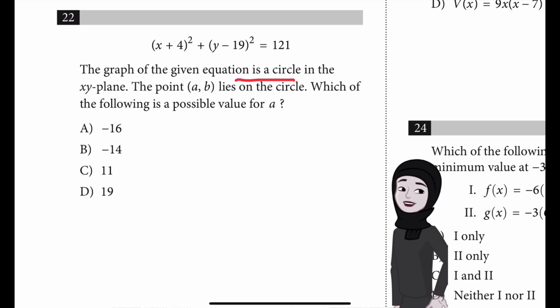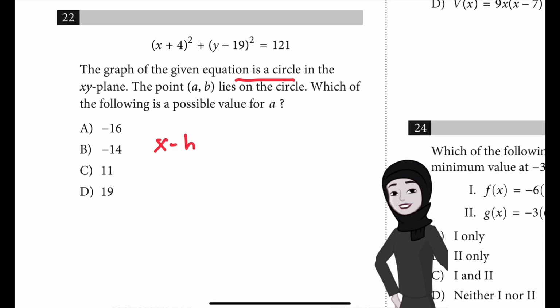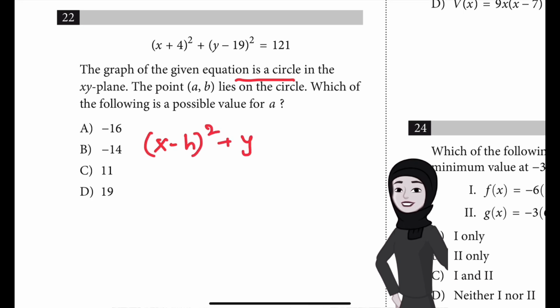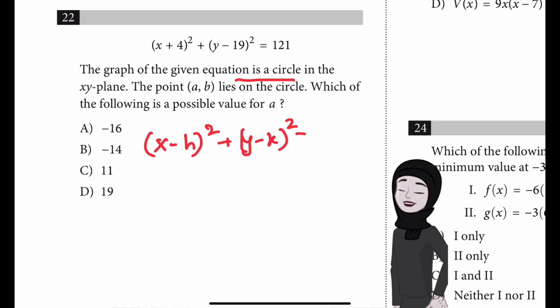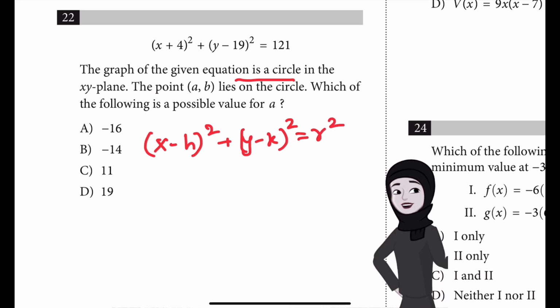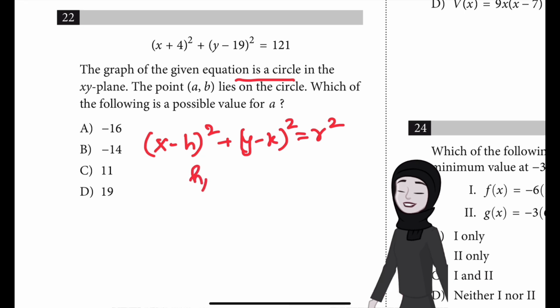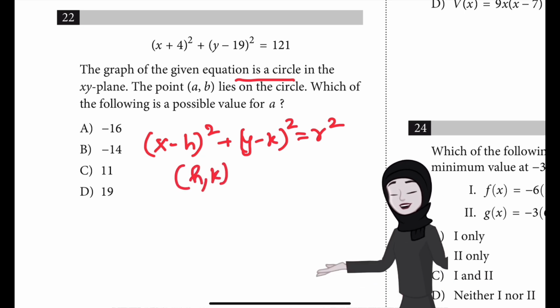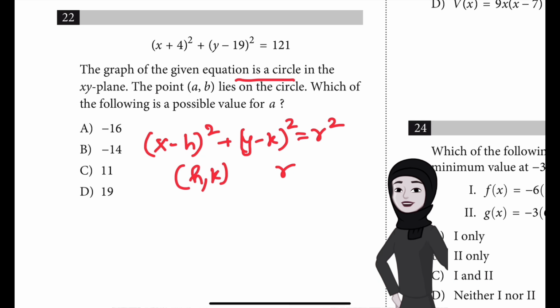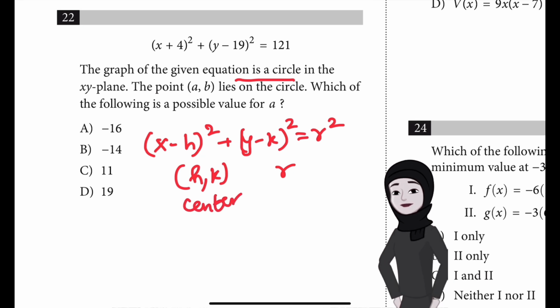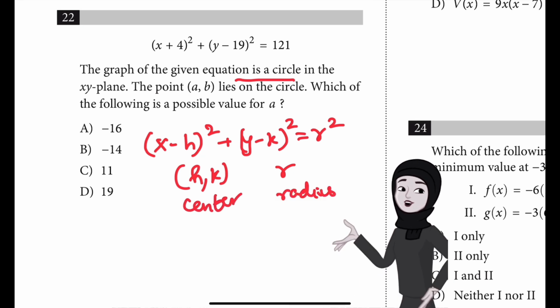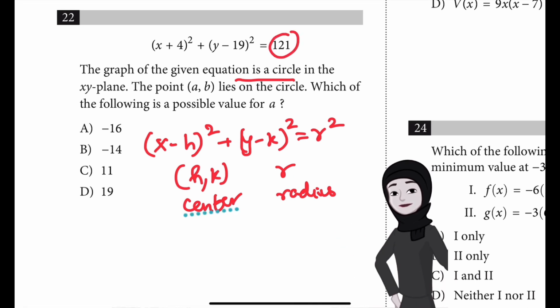So in general, an equation of the form (x − h)² + (y − k)² = r² is what we call the equation of a circle, and in this one (h, k) is the center of the circle. They are constants for that particular circle, and r is also a constant. So the center is represented by (h, k), the radius is represented by r, and you can see that in the equation the right hand side is r².